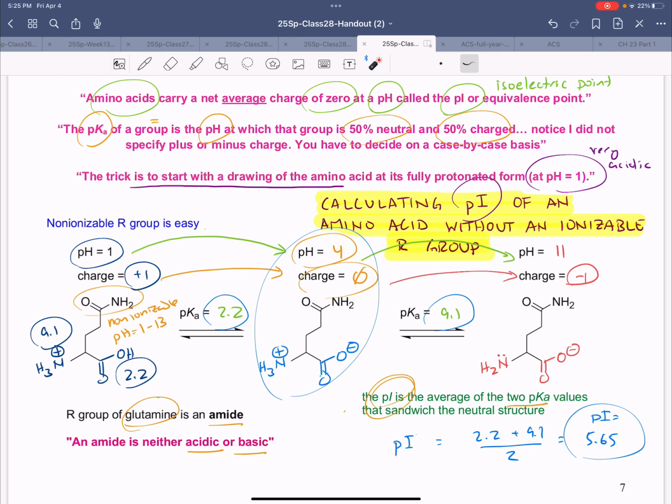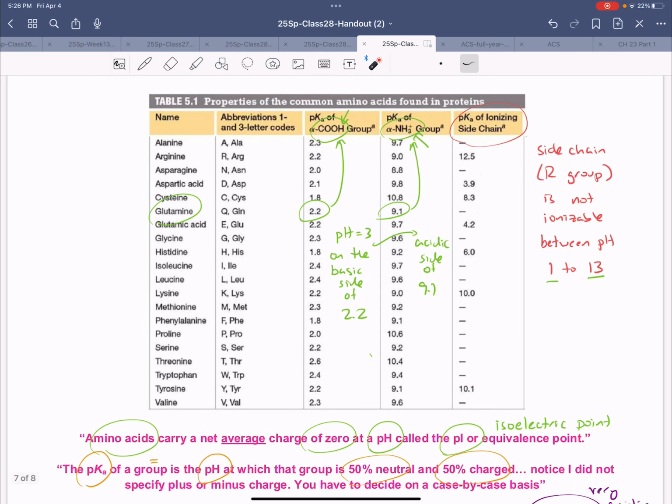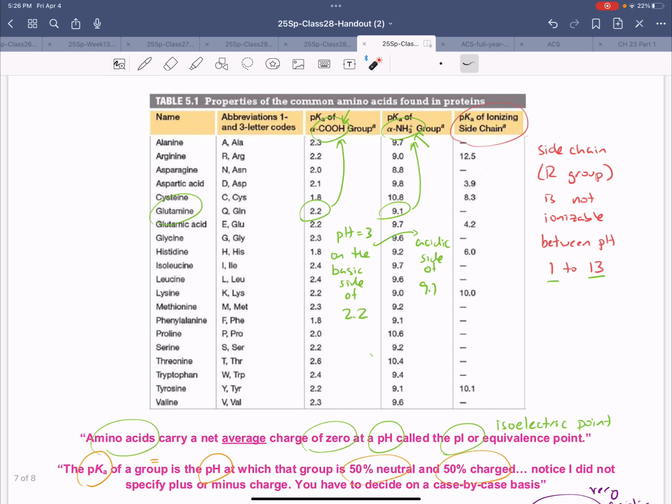Does that make sense? Look at where it is. It's like in the middle, right? It's in the middle of these two numbers. Because in the middle of these two numbers, we are acidic enough to remove this hydrogen. We're basic enough to remove this hydrogen, but we are not basic enough to remove this hydrogen. Now, what are you realizing? You're realizing the pI of amino acids that have no ionizable side group is just the average of these two numbers.